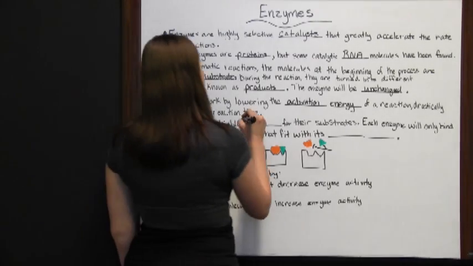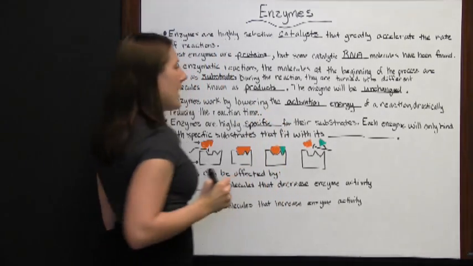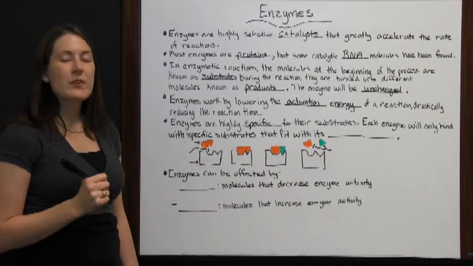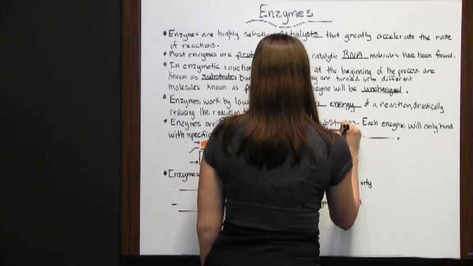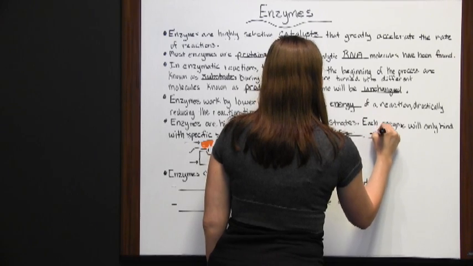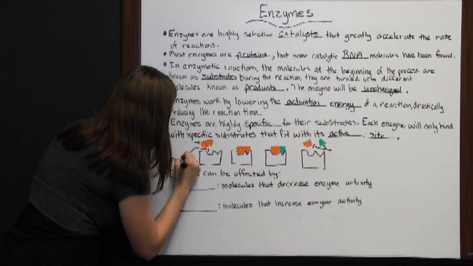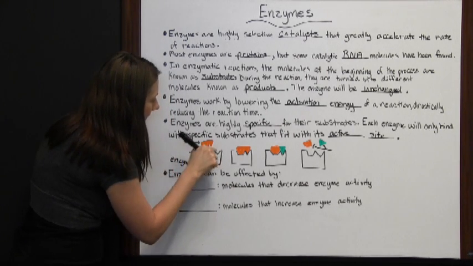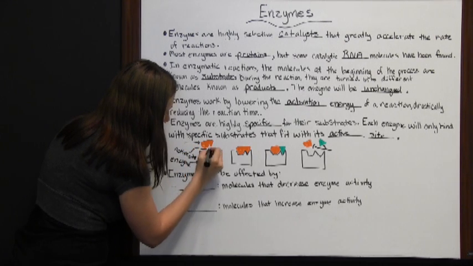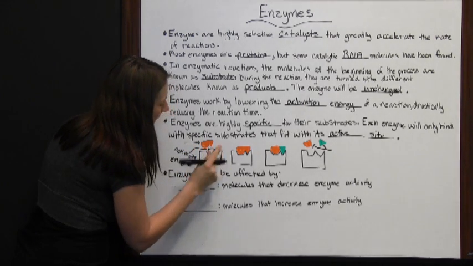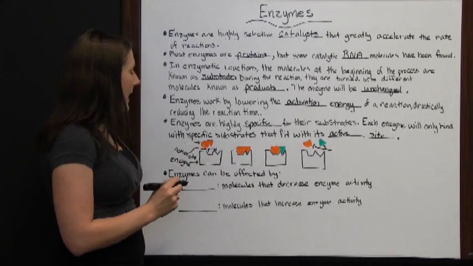Enzymes are highly specific for their substrates. That means that each enzyme will only bind with specific substrates that fit with its active site. So each enzyme has an active site. Here we've got our enzyme. To give you an example, this area would be the active site. So both here and here, this open area in the overall shape of the enzyme is the active site.